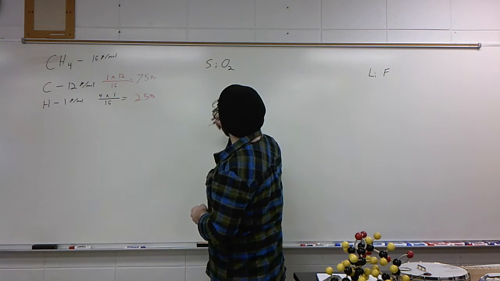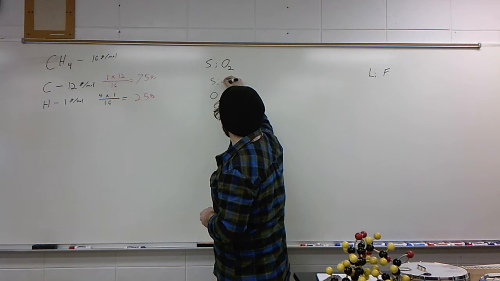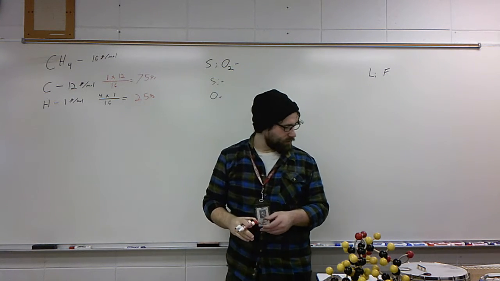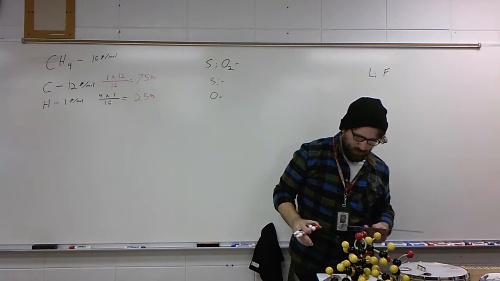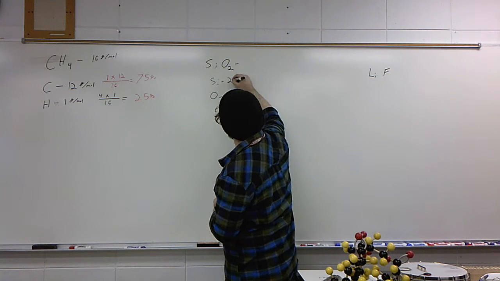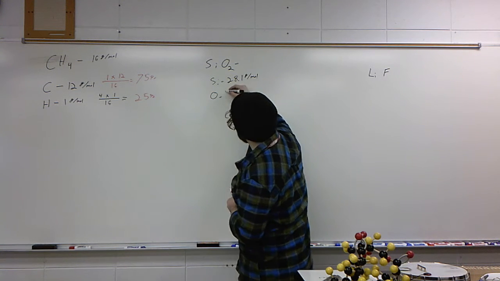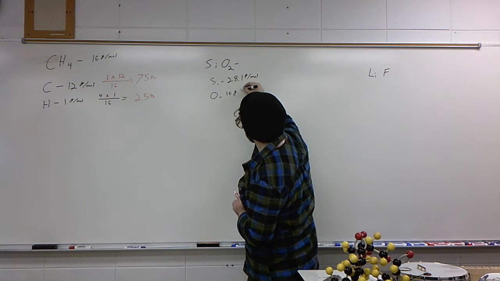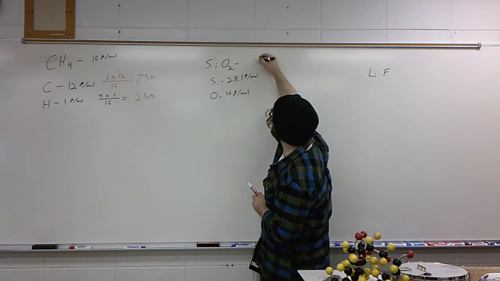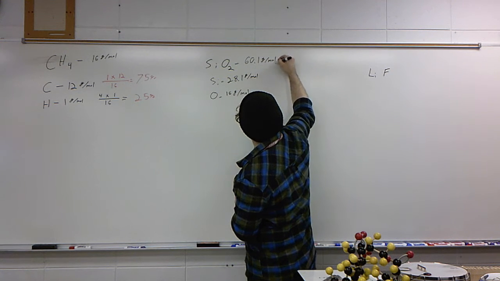SiO2, let's do the same thing. So I've got silicon, I've got oxygen. Silicon, you can look this up. I already did before the video to waste as little of your time as possible. Silicon has a molar mass of 28.1 grams per mole. Oxygen has 16 grams per mole. And together, SiO2 is 60.1 grams per mole. Okay.